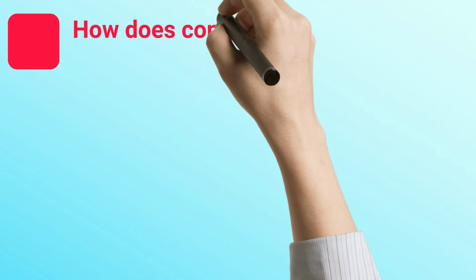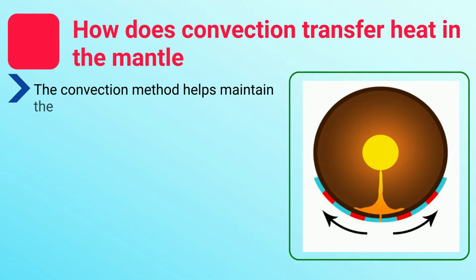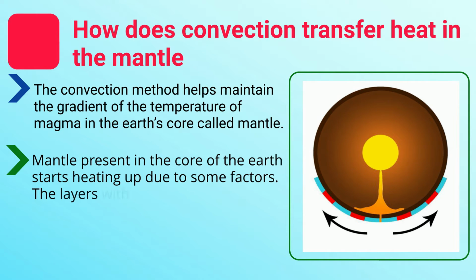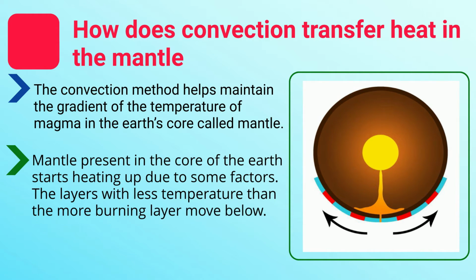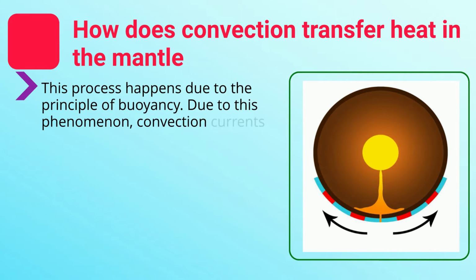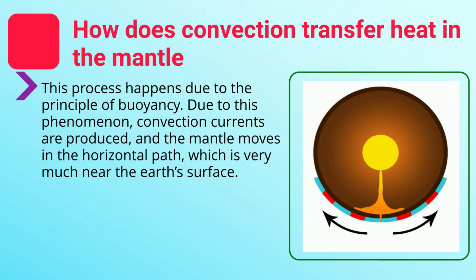How does convection transfer heat in the mantle? The convection method helps maintain the temperature gradient of magma in the Earth's core, called the mantle. The mantle present in the core of the Earth starts heating up due to some factors. The layers with less temperature than the more burning layer move below. This process happens due to the principle of buoyancy. Due to this phenomenon, convection currents are produced, and the mantle moves in a horizontal path, which is very near the Earth's surface.